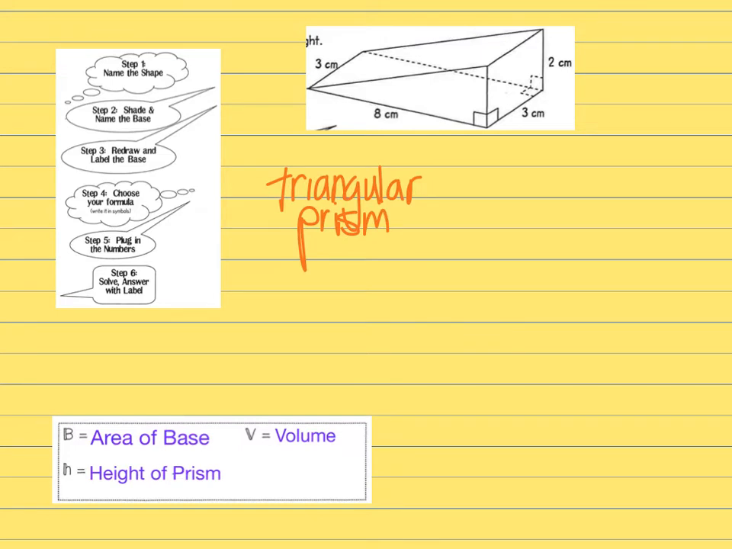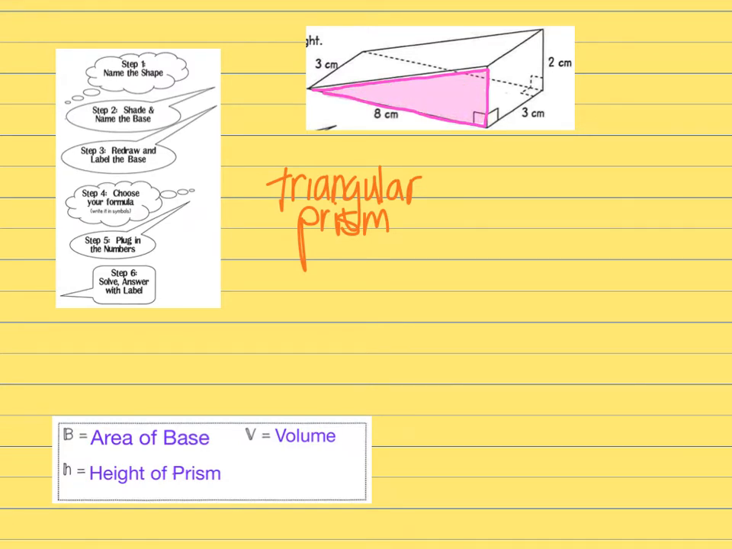And then to shade the base, it is not the bottom piece that it's sitting on. Often people get that confused. The name of the shape identifies the base. So if I look at this now, since it's called triangular prism, that means the triangles are the bases. All right, so shading in the base on this side.